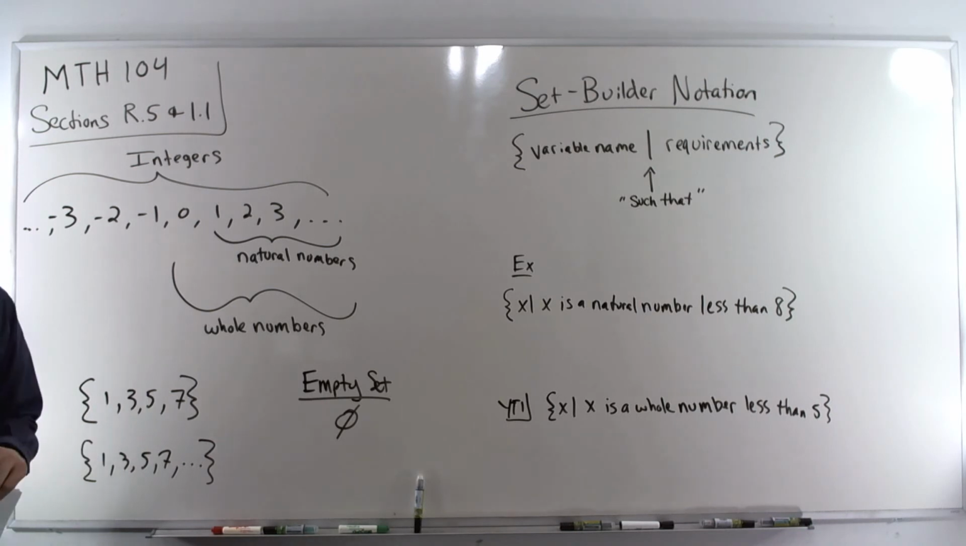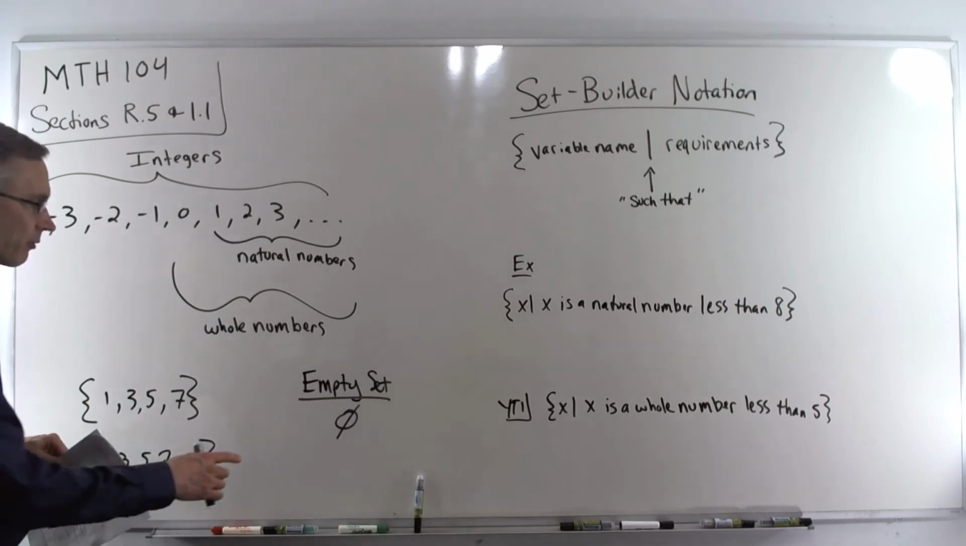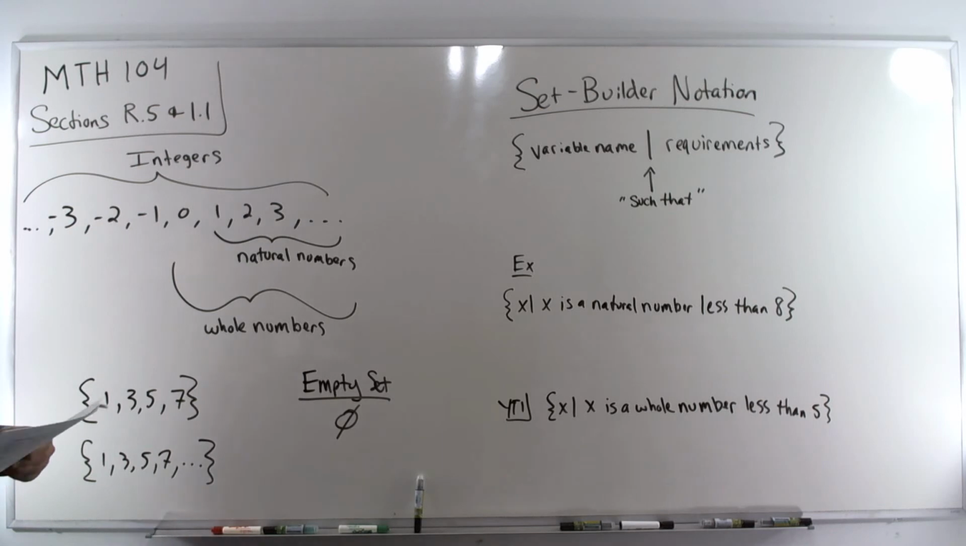Now an empty set is a set with no elements, because some equations have no solution. So we're going to indicate that with a circle with a line through it, the empty set.